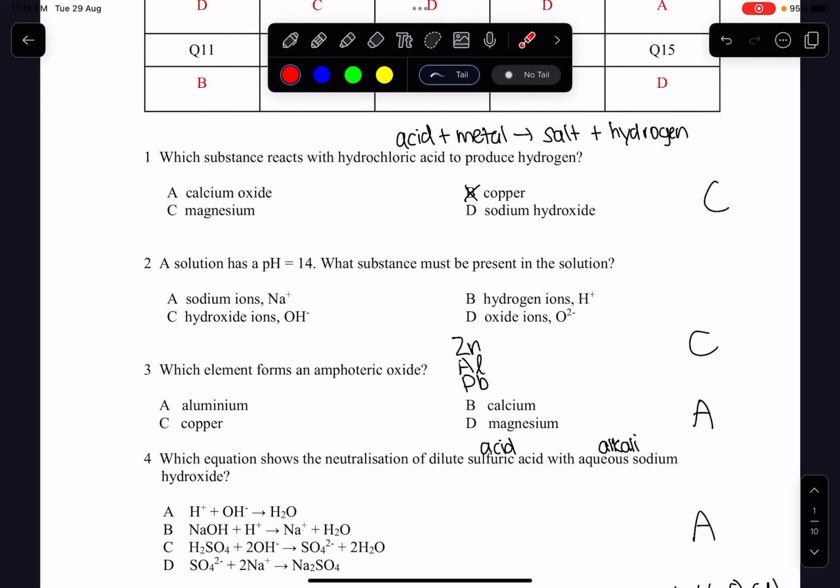Okay, for question 1, which substance reacts with hydrochloric acid to produce hydrogen? You need to use an acid plus metal reaction to give you salt and hydrogen. However, the metal used cannot be unreactive, so copper is out. CSG, copper, silver, gold, are unreactive metals. Answer is C for magnesium.